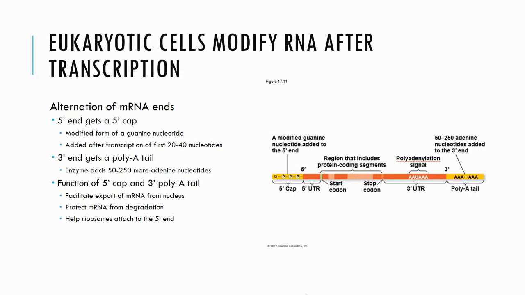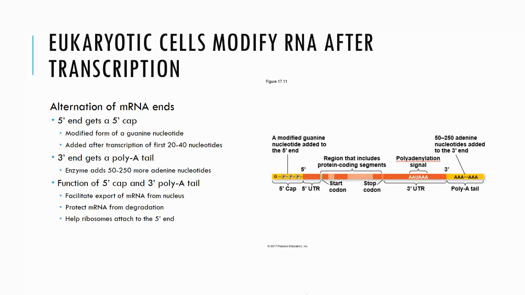The 5' end of the mRNA transcript is going to get a cap, which is modified from a guanine nucleotide, and it's added after the first 20 to 40 nucleotides during transcription. It can also be called a GTP cap. The other end, the 3' end, gets a poly A tail, and so there is an enzyme that adds 50 to 250 more adenine nucleotides. And both of those are important for several reasons.